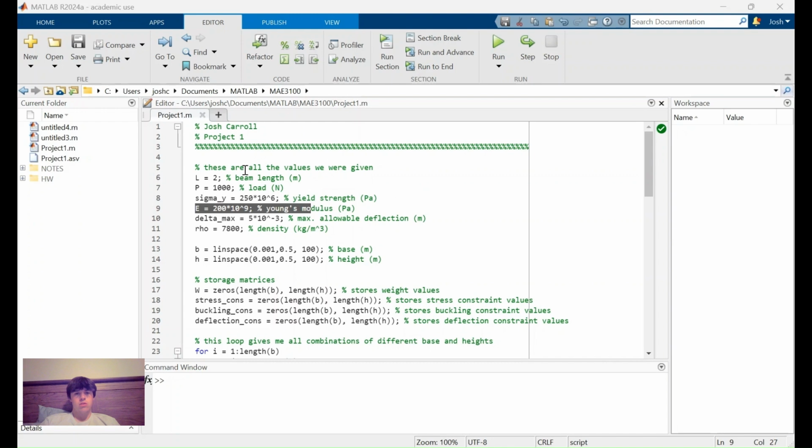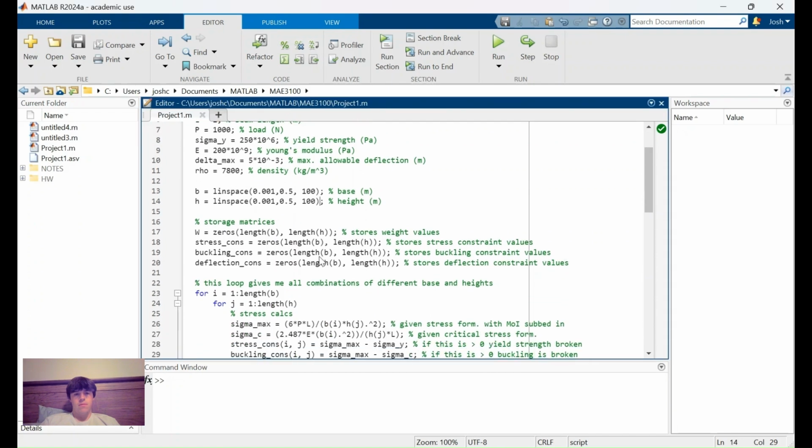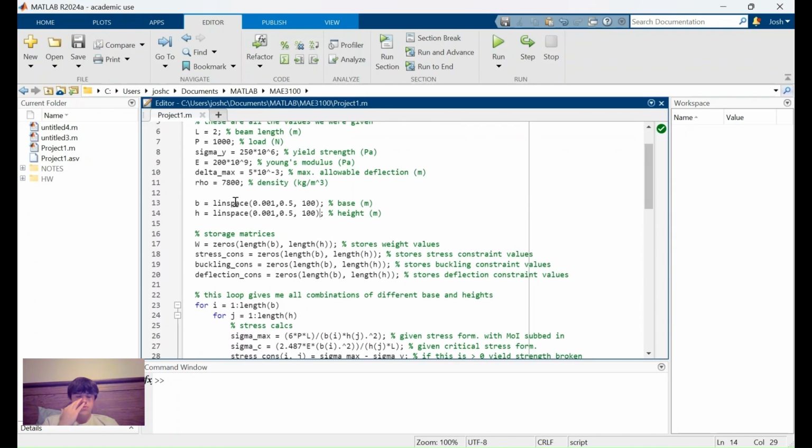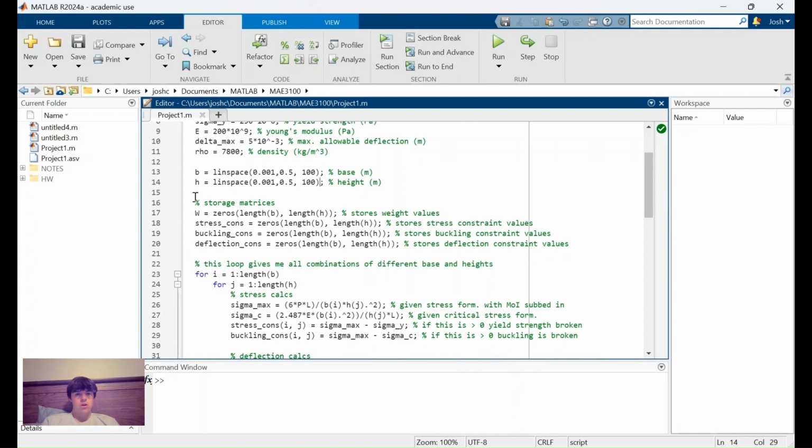Next is our stress calculation, so we calculate the max bending stress. Oh, I'm kind of skipping some things. Let me go through these first. I was just reading through the Canvas page.